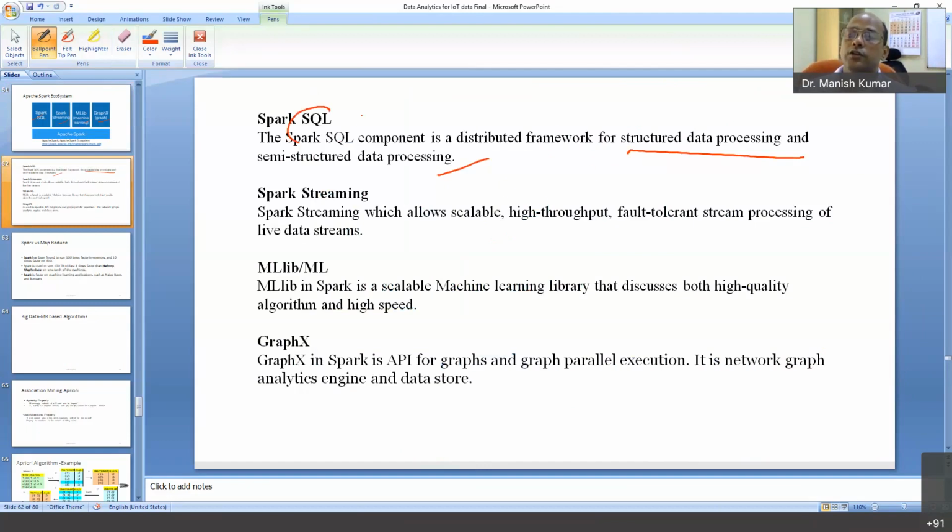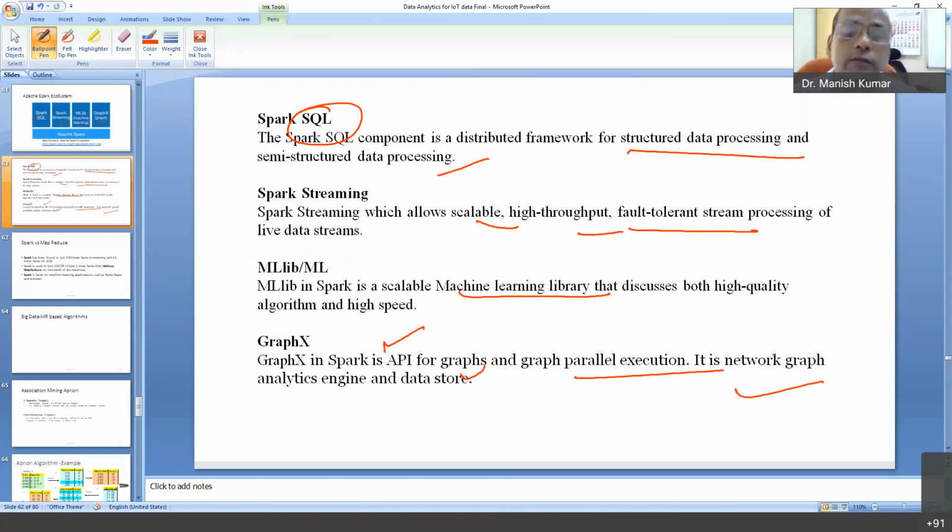SQL stands for Structured Query Language. Spark Streaming does scalable, high-throughput, and fault-tolerant stream processing. The machine learning library gives you the facility to execute machine learning algorithms at high speed. Whereas with GraphX, some APIs are available which can handle graphs, and that can be executed in parallel also. So you can work on network graphs, and you can also store those graphs as well.